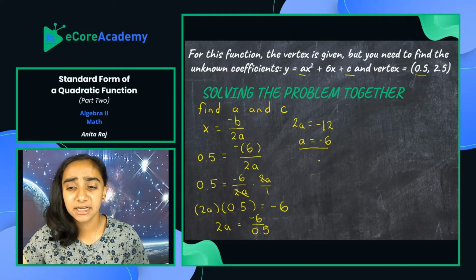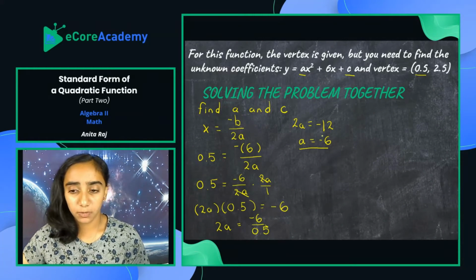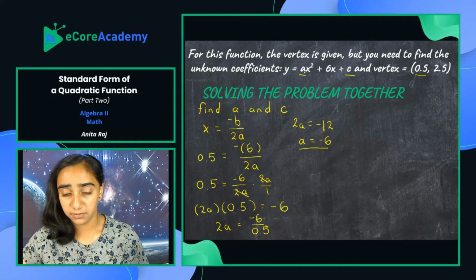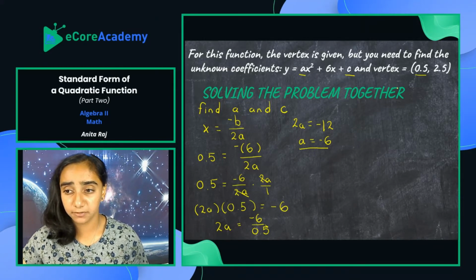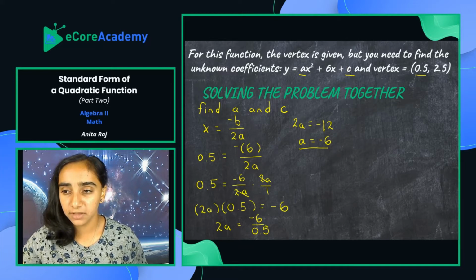So remember, c is just your y-intercept, and we're going to find it by plugging in these values. We already know what a is. We're going to be putting that into this equation right here, and plugging the vertex also into this equation. So x and y are filled out, so our only number left is c. So let me show you what exactly we're going to be doing. Instead of y, we're going to put 2.5 in because 2.5 is the y value of the vertex.